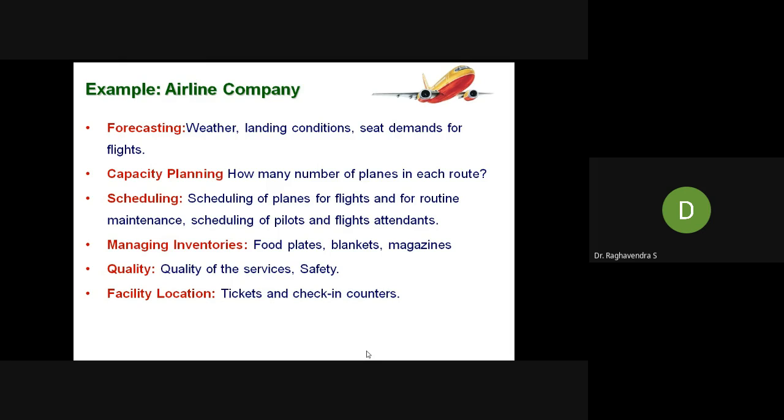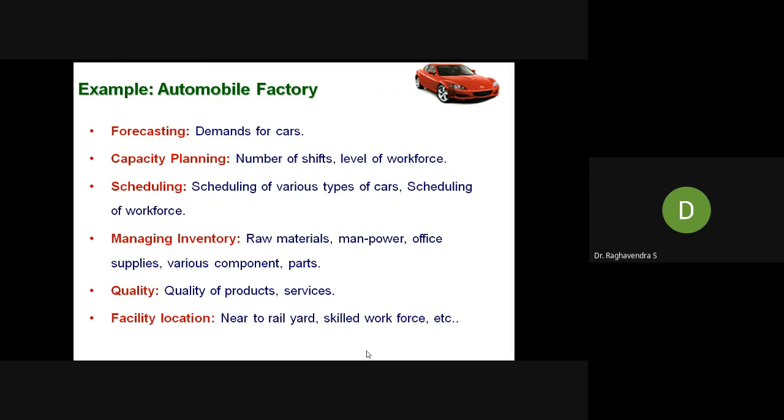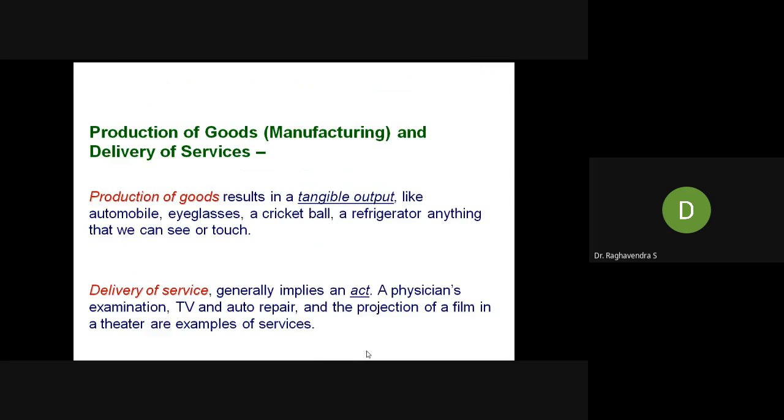Scheduling: scheduling the planes, flight maintenance, pilots, flight attendants. Managing the inventories: to start a flight, you should have some food, blankets, magazines, all these things. Quality of the services, safety should be maintained. Facility location, ticket, check-in counter, all these things. There are some examples. You can also give the example of an automobile factory.